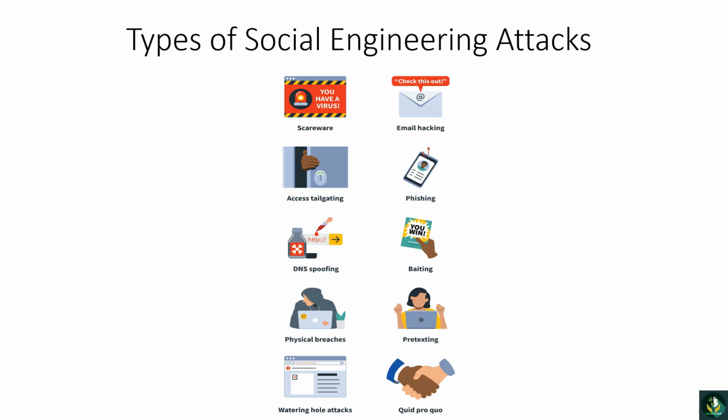Access tailgating, also known as piggybacking. Access tailgating is when a social engineer physically trails or follows authorized individuals to an area they do not have access to. It can be as simple as holding an open door for someone else. Once inside, they have full reign to access devices containing important information.